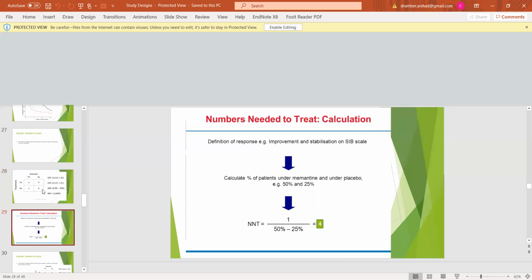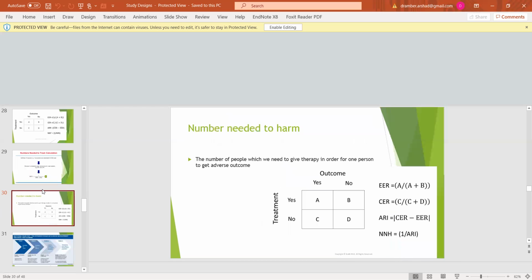Next slide. So this is more about the calculation of number needed to treat. From the definition of response, for example improvement and stabilization on the SIB scale, we calculate the number of patients under the intervention, which is memantine, and under placebo, which is the control group. And we calculate the percentages to be 50% in the experimental group and 25% in the control group. So the number needed to treat is 1 over 50% minus 25%, which turns out to be 4, which shows that 4 persons must be treated to get the benefit.